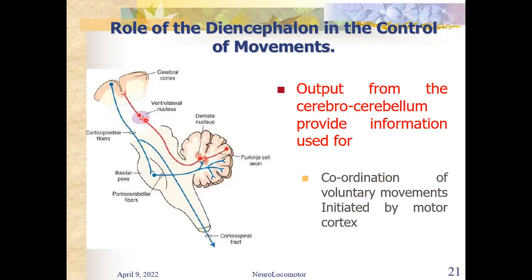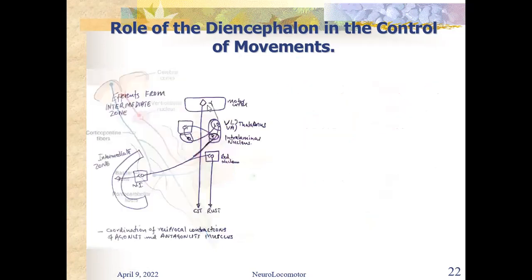That tract you are seeing here ascends through the thalamus to the cerebral cortex. In case you are asked, what is the function of the dentorubro-thalamic cortical tract? You will not be found wanting, okay? So let's move ahead. We're still on the role of the diencephalon. Now we are talking about the thalamus itself.